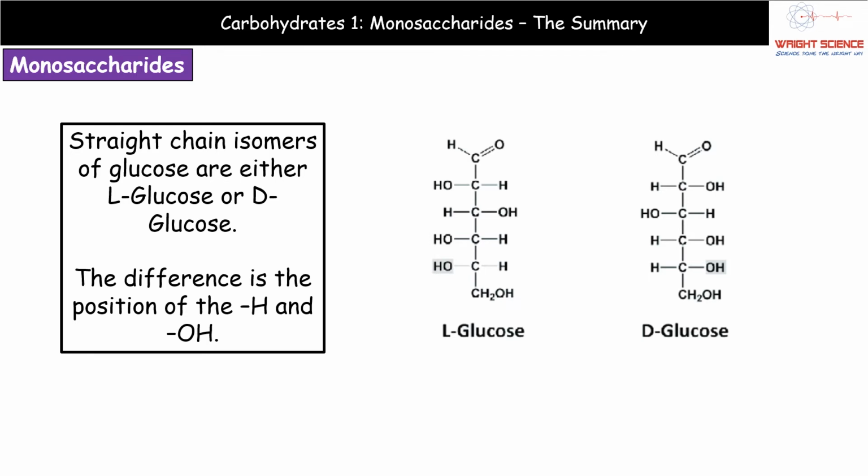off the other end. The difference comes with the position of the hydrogens and the hydroxyl groups. So if you look, in this case, we can see that we have a hydrogen on the left, whereas a hydroxyl on the left of the L-glucose. And then if you carry on down, you can see that we get that little repeating pattern where we've got those two groups the other way round to one another.